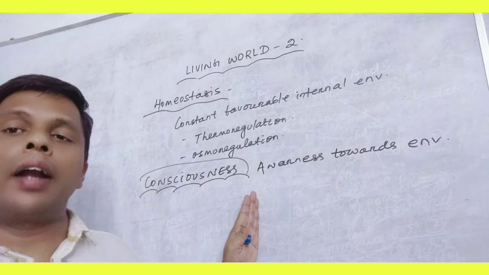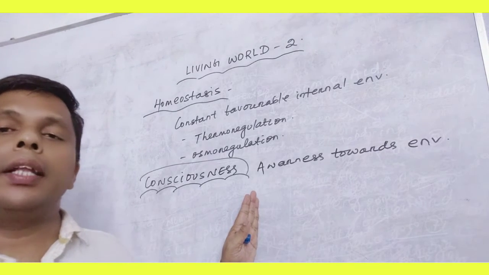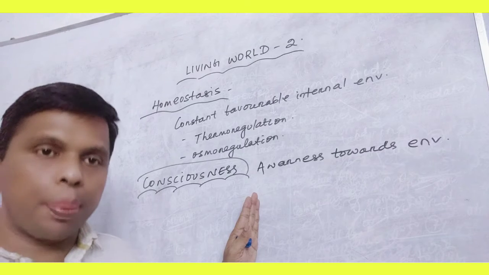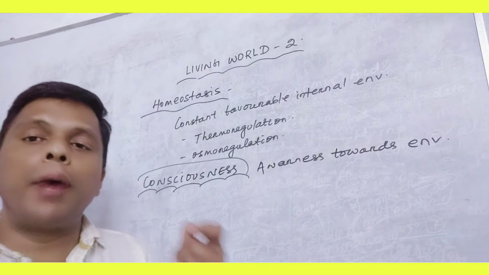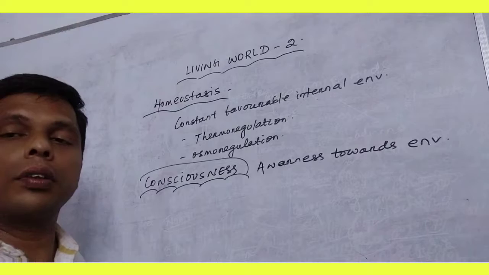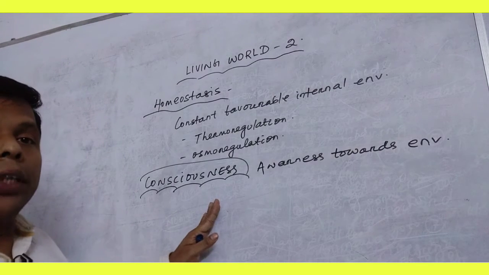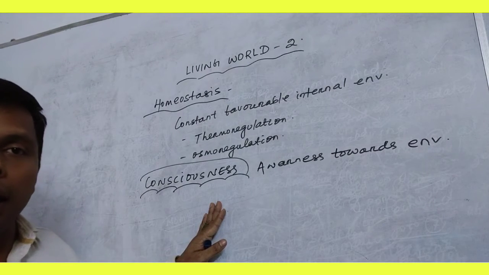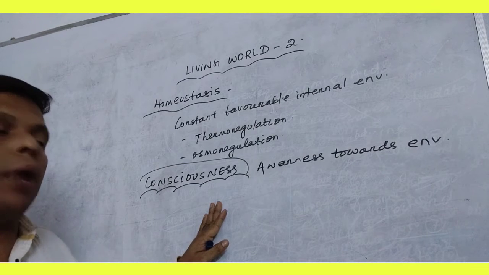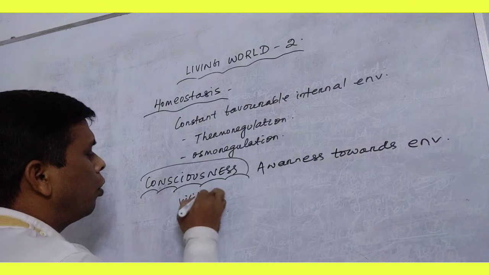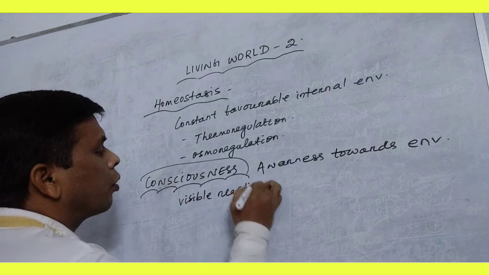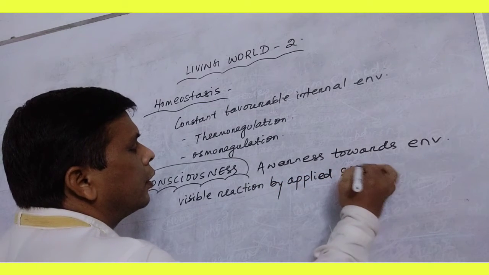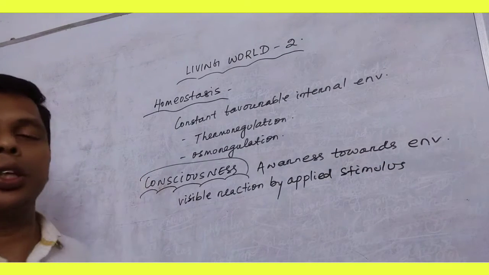We can call an organism conscious when there is a visible change or reaction produced by stimuli. When the stimulus is perceived by the individual, there is a visible reaction in the individual due to the applied stimulus. A visible reaction to an applied stimulus is called consciousness.